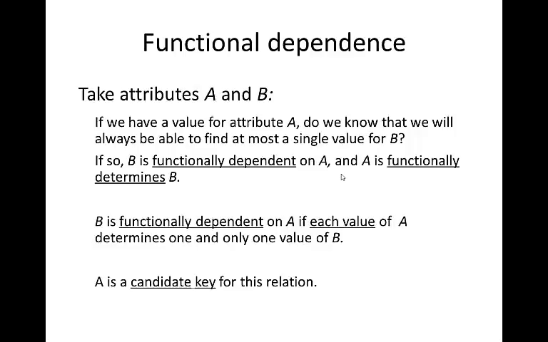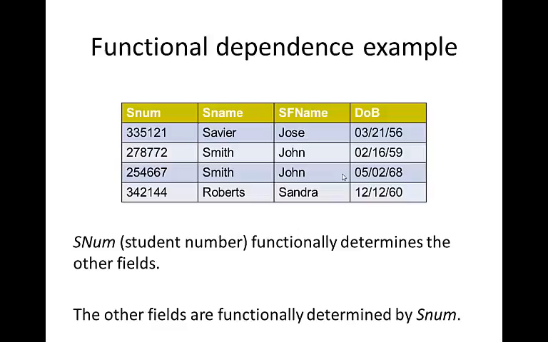Let's take two attributes, A and B, and they can be anything you like in your table. And we ask the question: if we have a value for attribute A, do we know that we will always be able to find, at most, just a single value for B? If so, B is functionally dependent on A, and A functionally determines B. And A becomes a candidate key in this relationship. Okay, so let's see an example of that.